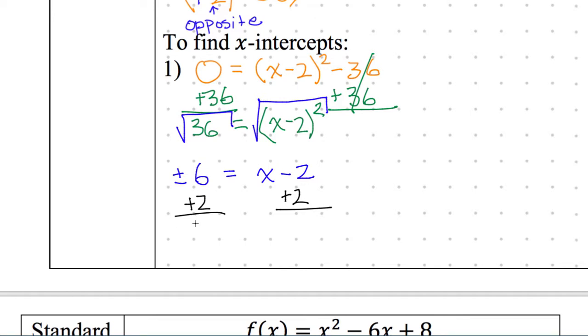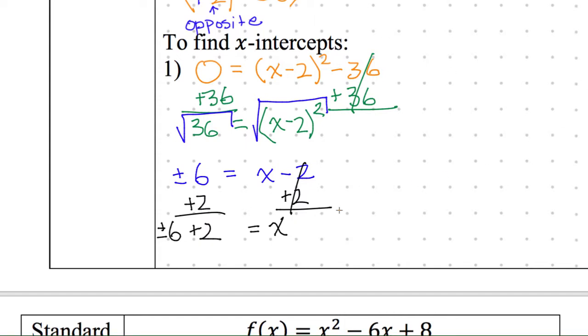Okay. So what I have on the right is just x. What I have on the left is plus or minus 6. Again, the plus and minus is always attached to that 6. So plus or minus 6 and then plus 2.